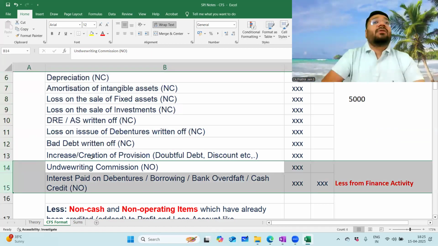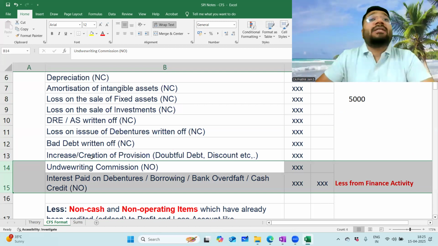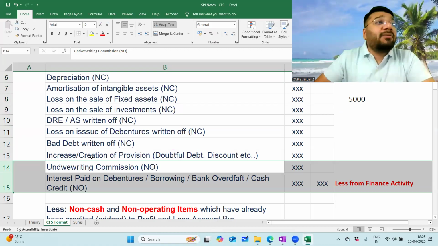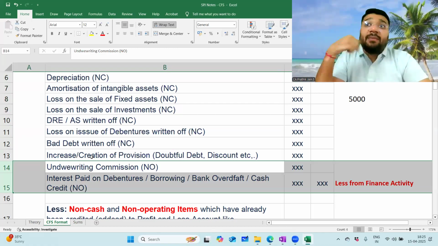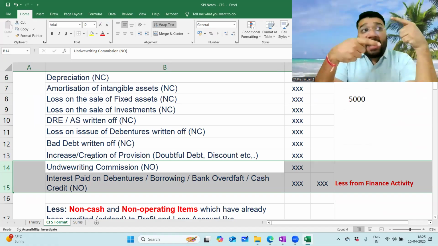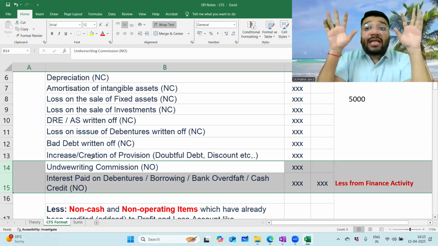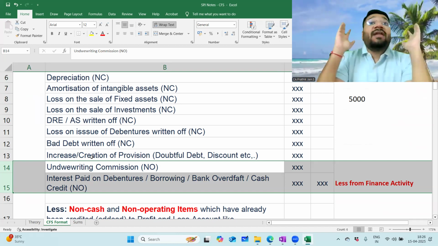Now, 2 more items. Underwriting commission. Again, a Foundation topic. Interest paid on debenture. Again, a Foundation topic. Nothing here is an intermediate topic. I'm discussing Foundation topics only. What is underwriting commission? The commission paid to the underwriter to fulfill the gap of minimum subscription not being met. Let's say this underwriting commission is paid. What is the journal entry? Underwriting commission to cash and bank. And this underwriting commission is transferred to P&L. Where in P&L? Finance cost. Any expenses in relation to financing of the business is my finance cost expenditure.